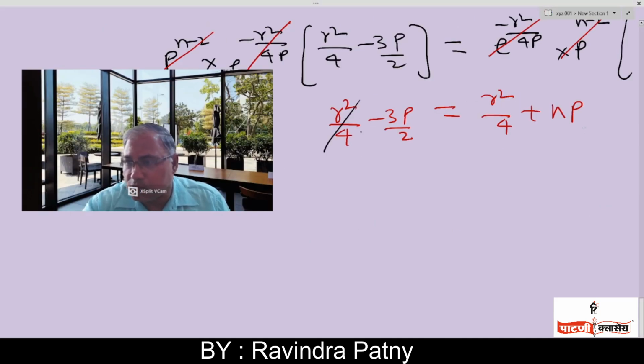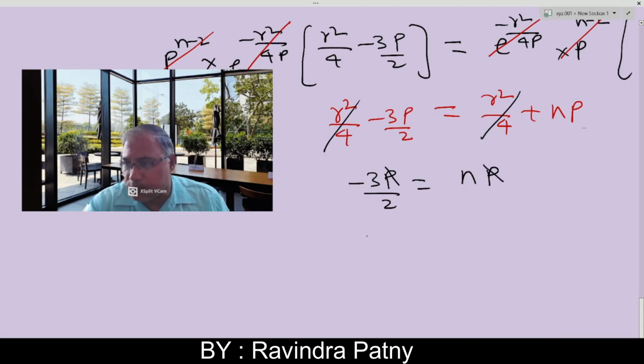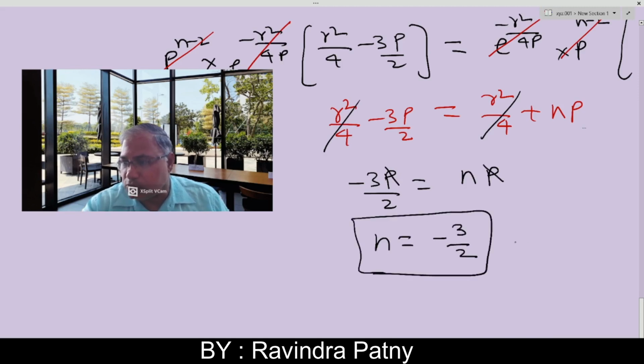Cancelling r square upon 4 on both sides, so minus 3p by 2 equals np, and p and p also get cancelled on both sides. Therefore I get n equals minus 3 by 2. This is the required solution.